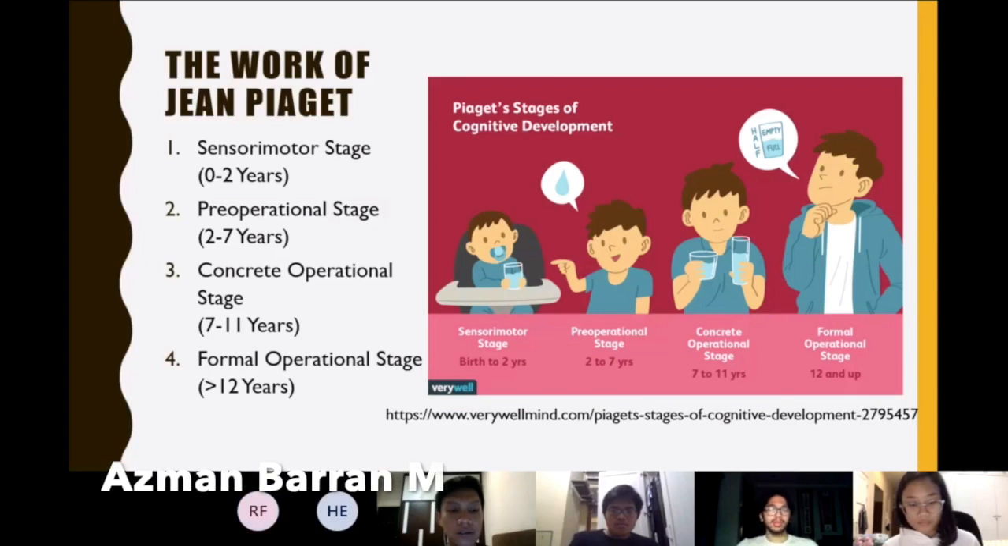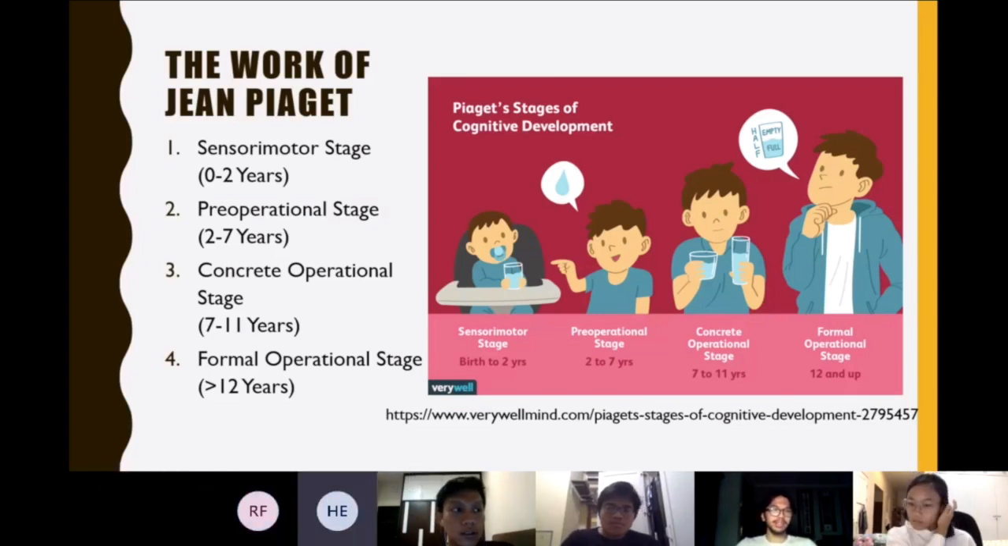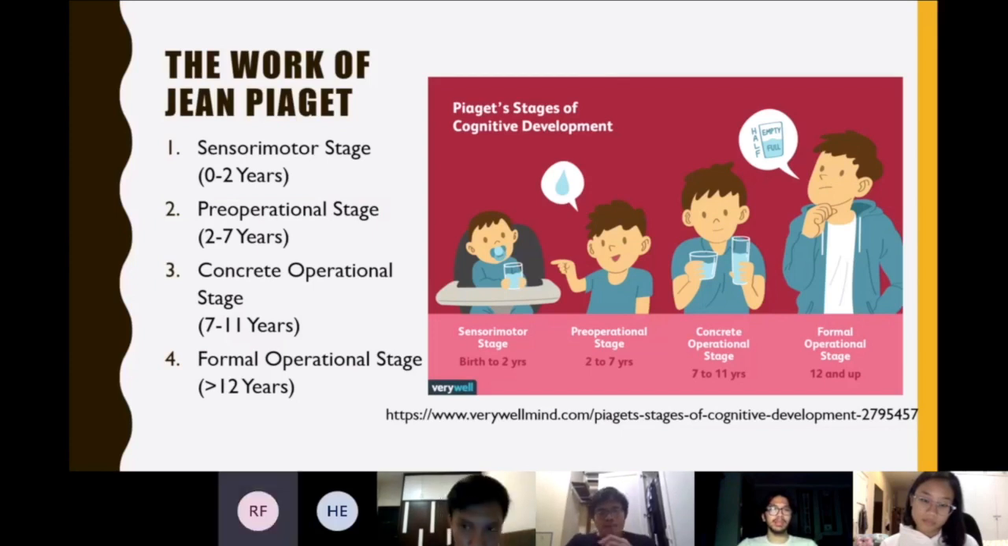So the next one is about the work of Jean Piaget. Basically, Jean Piaget is a psychologist who focused on the development of intelligence. Piaget's theory argues that we have to conquer four stages of cognitive development.